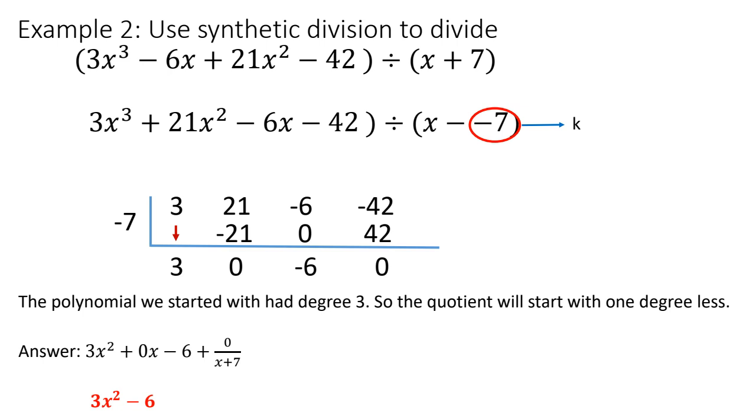Again, you don't have to put this, but just for explanation purposes, the next one would have been the 0x. There's nothing there. Minus 6, that's my constant, plus 0 over x plus 7. Again, there's no problem if you put this answer on the computer. It's going to mark it right. But we can simplify it because 0 times x is just 0, and 0 divided by anything is just 0. So my quotient can really just be written as 3x squared minus 6. Okay.